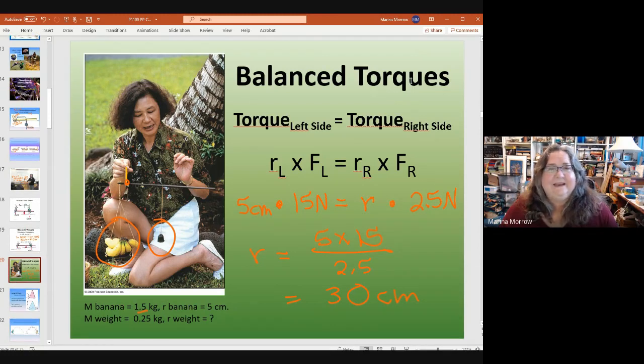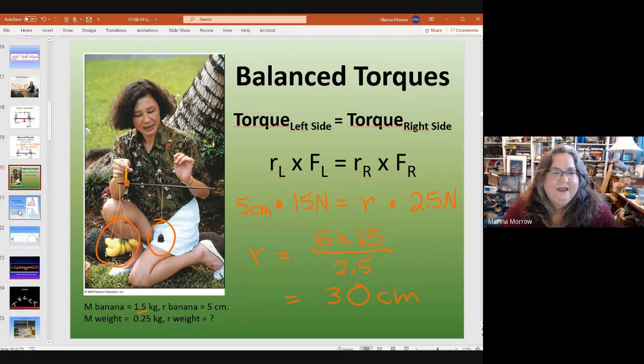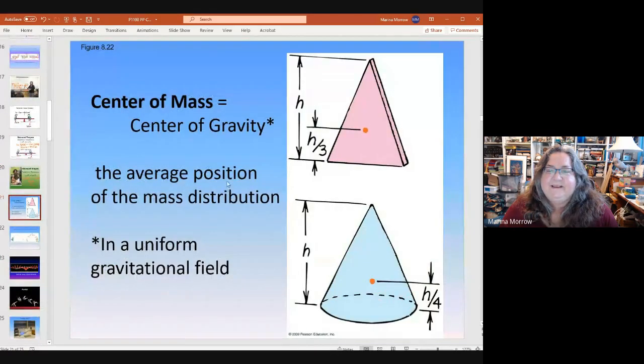And balancing of objects. That's why things can stay upright. They have balanced torques. Now, another part of this is about the center of mass. Objects have a center of mass, and if it's a flat object, it's pretty easy to find. There are mathematical equations that help you figure out where the center of mass is for various objects. The center of mass usually is equal to the center of gravity too, so that's another way to call it.